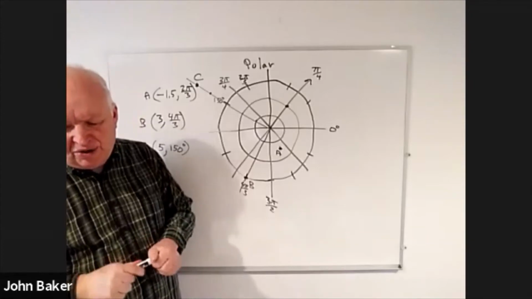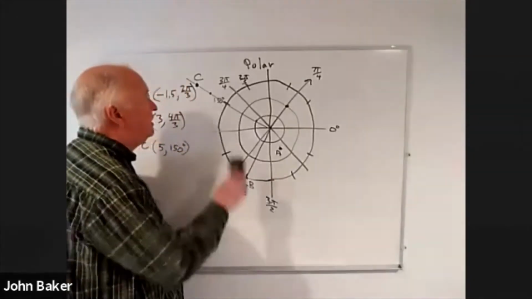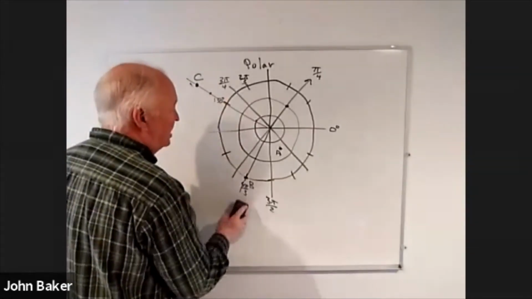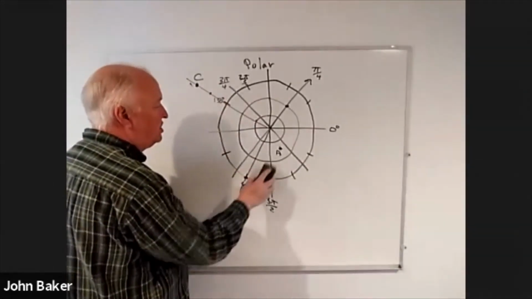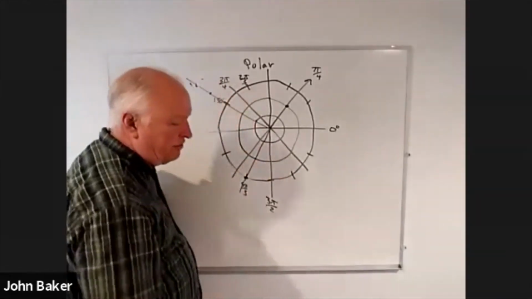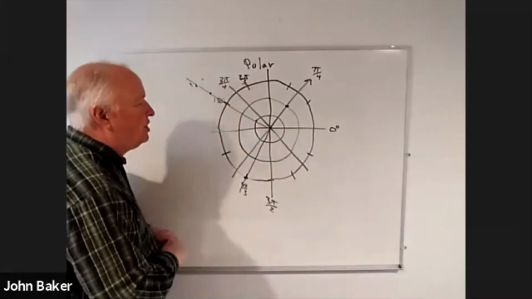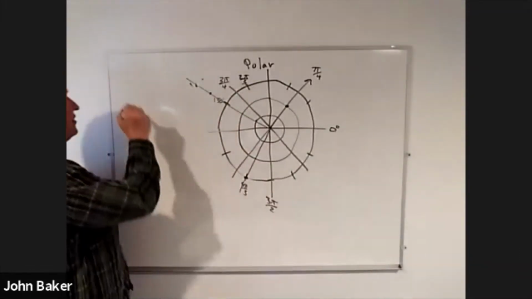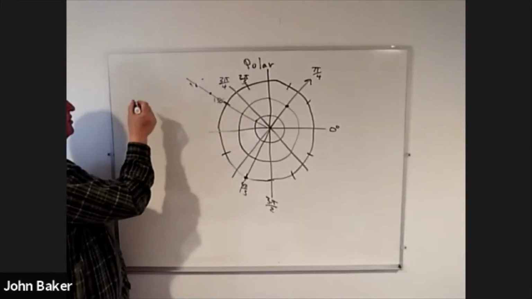Now that we know how to graph polar coordinates, the next thing we want to learn to do is, how do I convert rectangular coordinates to polar coordinates? We have done some of this before.